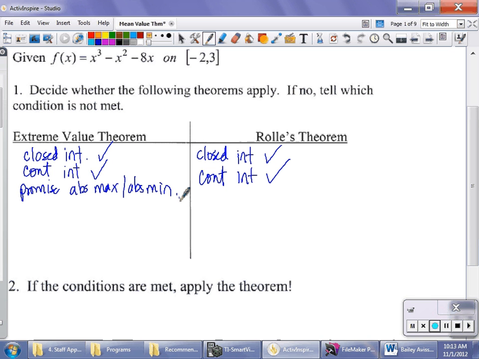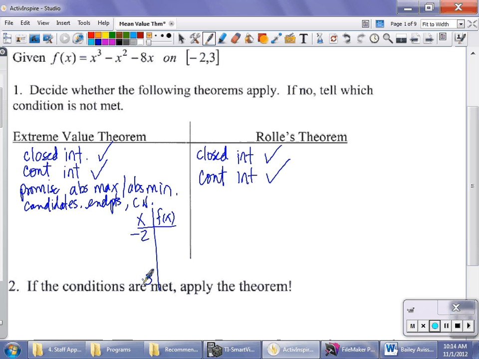I'm not going to completely do the problem. I'll just kind of walk you through it. Remember, for the extreme value theorem, the candidates for being the place where the absolute max or min occurs are the endpoints and the critical numbers. The endpoints are given, so we would make a table, and we would have x, f of x. We have negative 2 and 3 as our two endpoints, so we have negative 2 and 3.